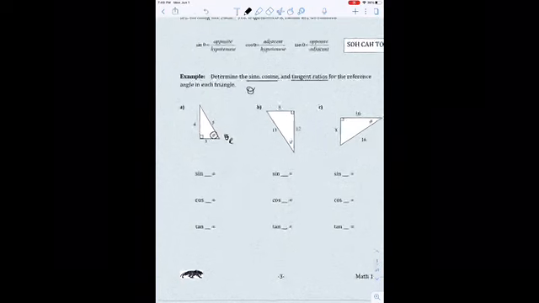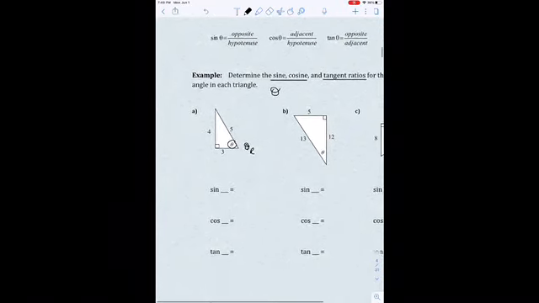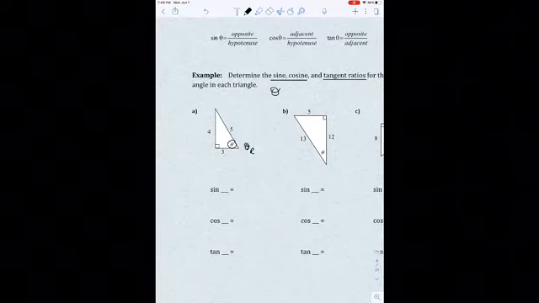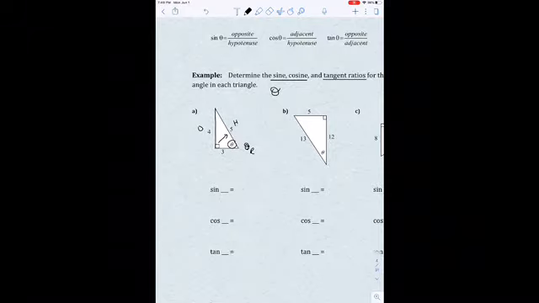And with respect to theta, I need to label that triangle. So let's do so. So I know that my hypotenuse is the guy across from the right angle. The opposite is the side that is not making up the angle at all. Okay, and the adjacent is the side making up the angle that is not the hypotenuse. So of course this is the adjacent.